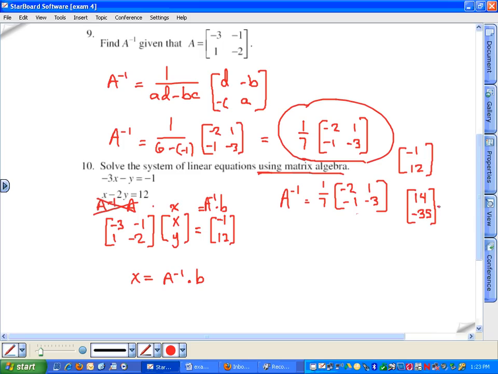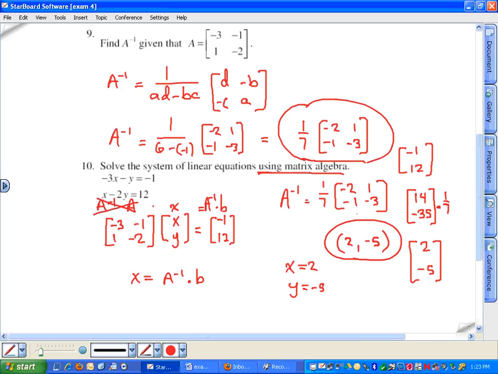Okay, and then when I times that by 1/7, that's going to produce a matrix of 2 and then negative 5. So the solution is x equals 2, y equals negative 5. The solution to a system of equations, remember though, is an ordered pair, 2 comma negative 5.